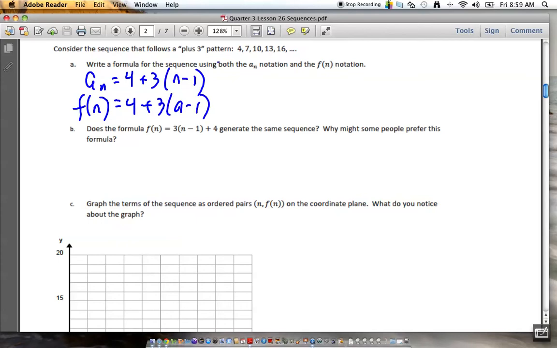And the beauty of the explicit formula is it's the easiest way to answer the question, what is the blank term? What is the 10th term? What's the 100th term, etc. The explicit formula goes right for that.